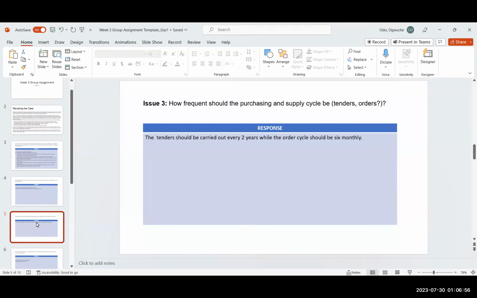Issue 3 asks the question of how frequent the purchasing and supply cycle should be. So this consists of 2 things, the tendering process as well as the ordering process. We are saying that the tender should be carried out every 2 years, while the order cycle should be done 6 monthly to make room for the supplies, because from the overview, we're told that it takes about 9 months for products to get into the country.